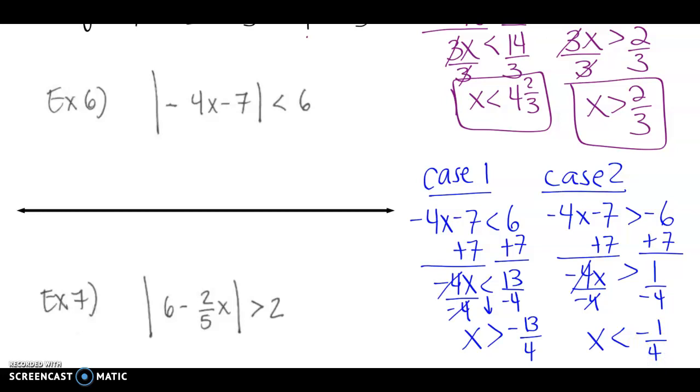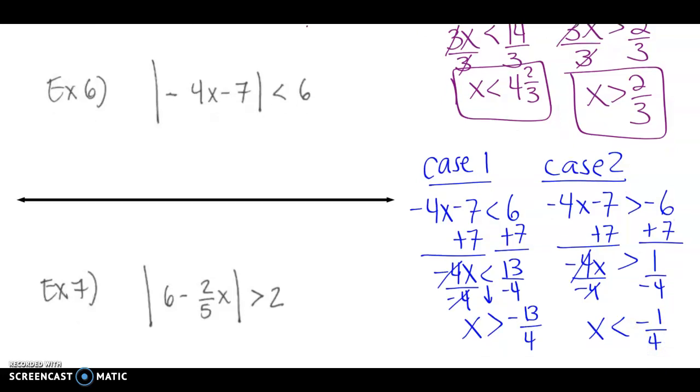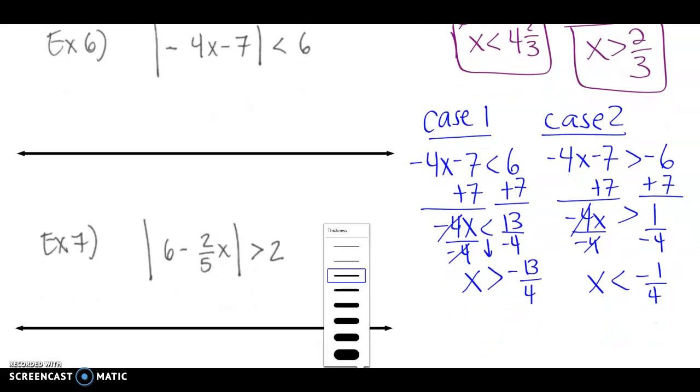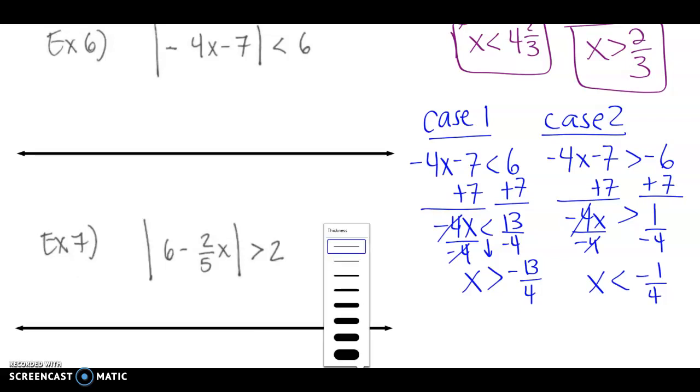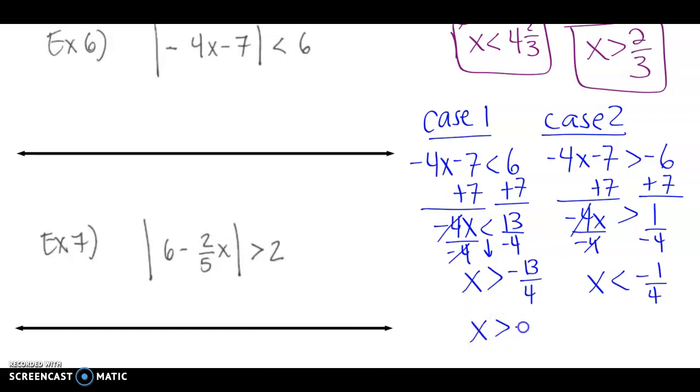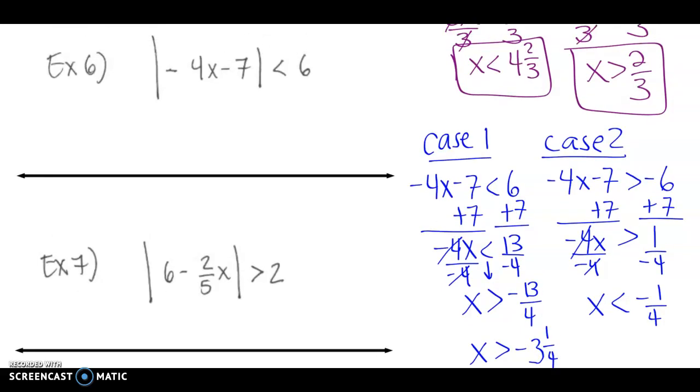So I need negative 13/4, which is the same as negative 3, since 4 goes into 13 three times with 1/4 left over. So I need negative 1/4 and negative 3/4 on my number line.